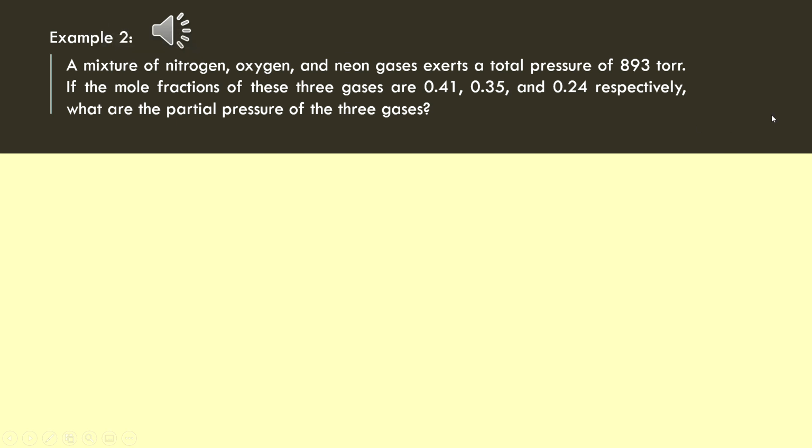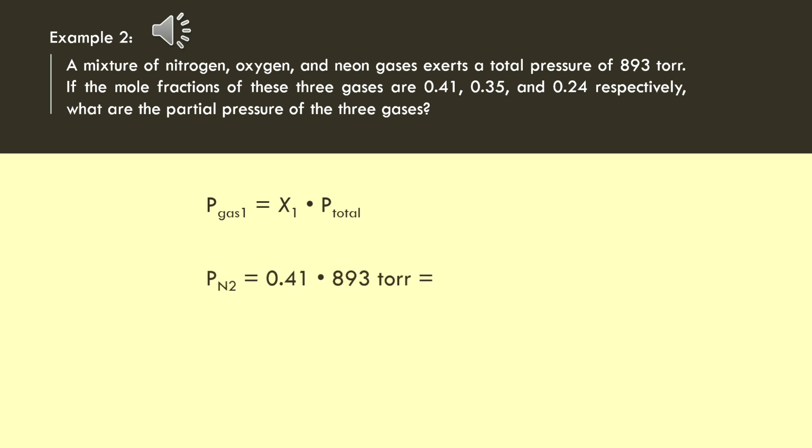Example 2. A mixture of nitrogen, oxygen, and neon gases exerts a total pressure of 893 torr. If the mole fractions of these three gases are 0.41, 0.35, and 0.24 respectively, what are the partial pressures of the three gases? For example, P gas 1 is equal to X1 times P total.